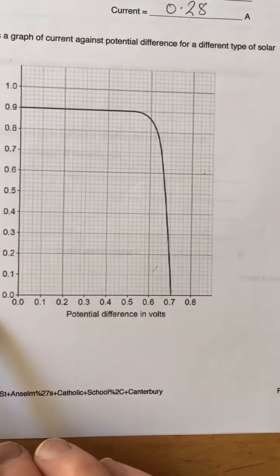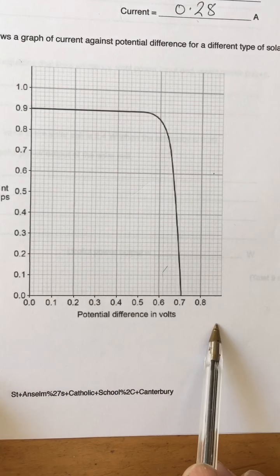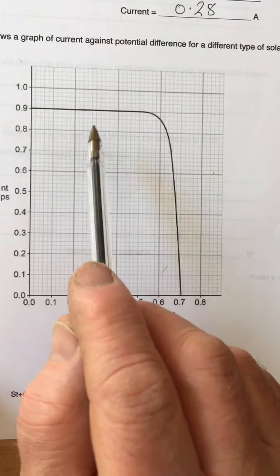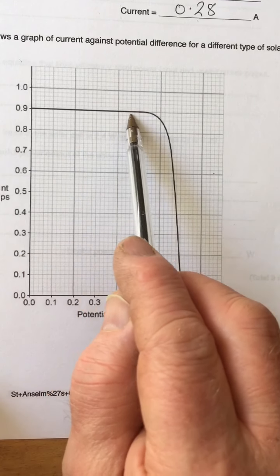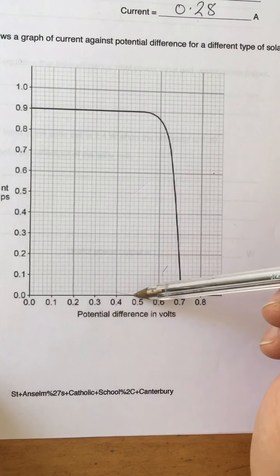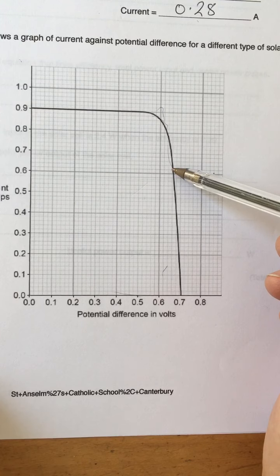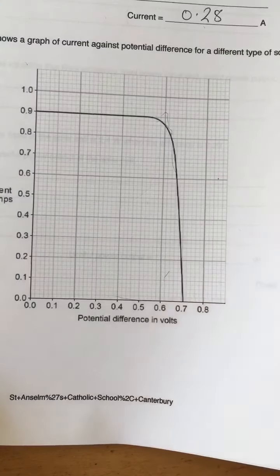And the next bit down shows an interesting graph. It's got current going down the side. It's got potential difference along there, and the current of the solar cell stays pretty constant as potential difference goes up, and then it suddenly drops off shortly after 0.6.